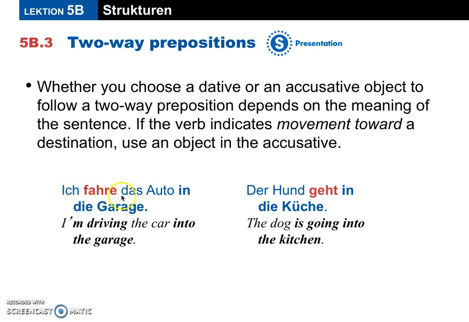So, ich fahre das Auto in die Garage. I'm driving the car into the garage. And der Hund geht in die Küche. The dog is going into the kitchen. In die and in die: movement, both times towards a destination, from A to B. From wherever he is, he's entering the garage, and the dog, wherever he or she is, goes into the kitchen, probably smelling the bag of cheese that the owner is opening.